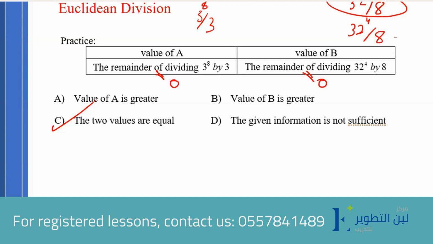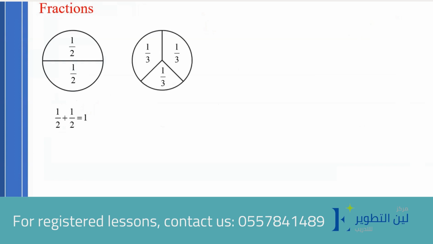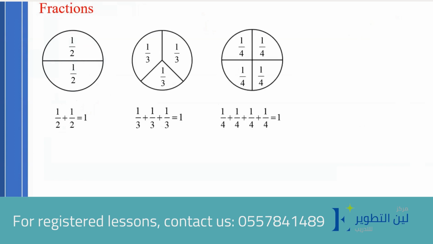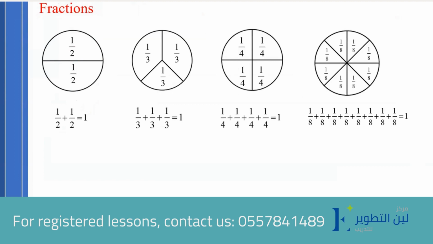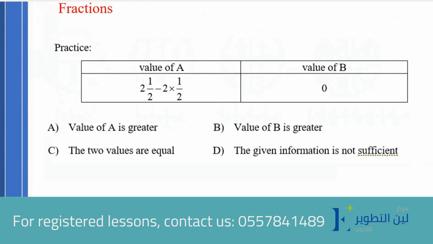Okay, from the test. We know the fractions. This is 1/2, 2 parts, 1/3, 3 parts, and so on, 1/4 and 1/8. This is something easy. Can we do this problem? A is greater. Why, Turkey? Can you tell me why?